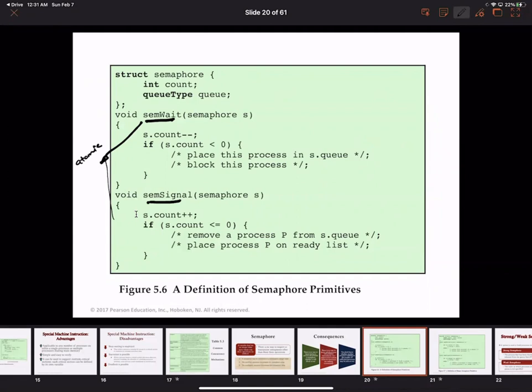As we said before, in semWait we start by decrementing the semaphore count. Initially, we define a semaphore as an integer number, and of course we have a queue in which the blocked processes line up. Based on the initialization of the semaphore, if a process initiates semWait, it starts by decrementing the variable. If the variable is negative, this process goes into the queue and is blocked. While in semSignal, we increment the semaphore value, and if it is negative or equal to 0, that means we have to remove a process from the queue and place it into the ready list for execution next.